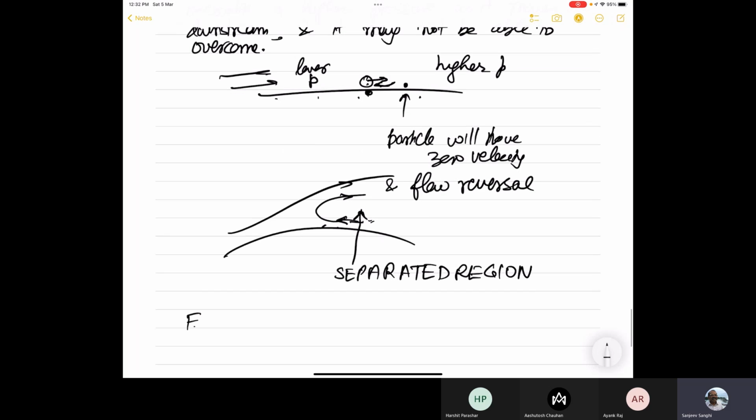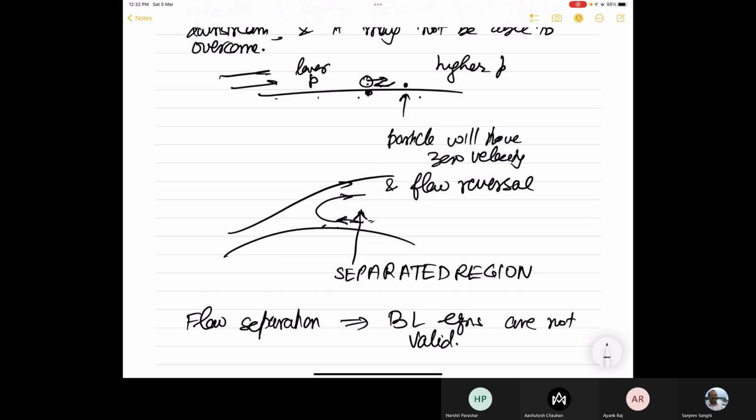Clearly, if flow separation takes place, boundary layer equations are not valid, because then the fact that this region is a thin layer will no longer hold.